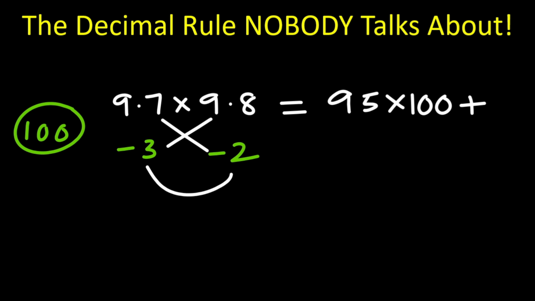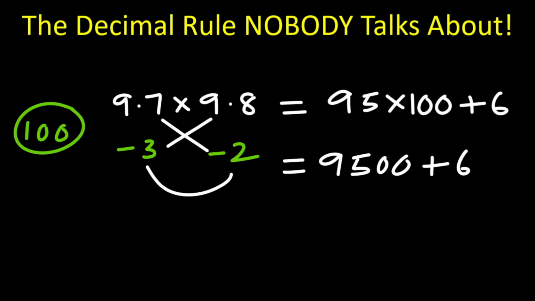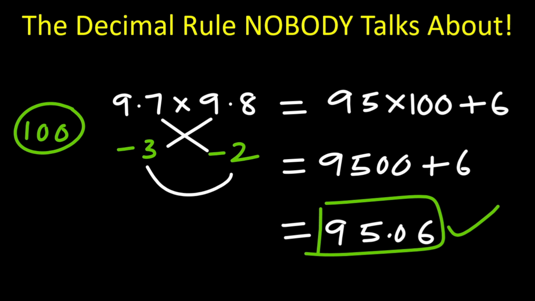3 times 2 is 6. So the answer is 9500 plus 6. That's going to be 9506. And we put the decimal after two digits from the right. So the answer is 95.06.